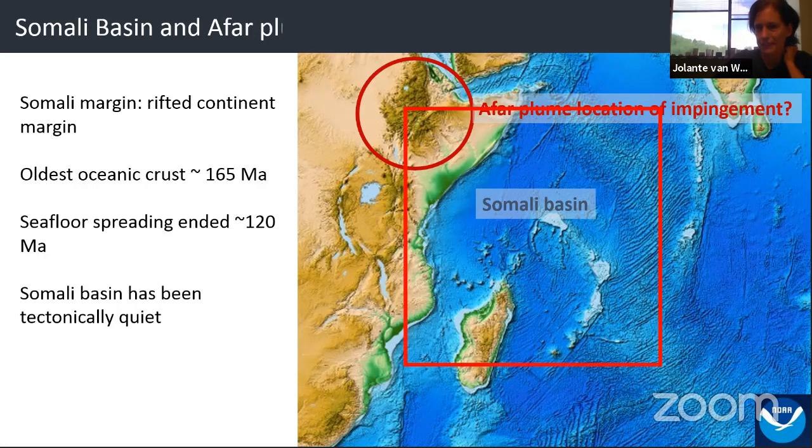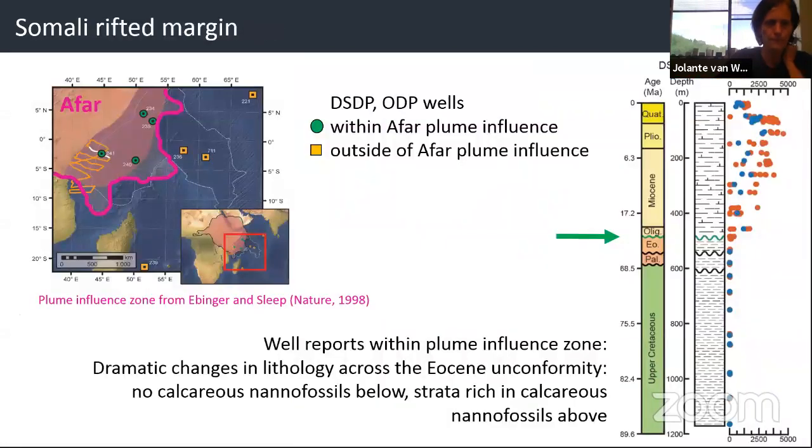This red box here indicates the map that you will see on the next slide. So this is our study area. Here towards the left, you can see the same map. And the pink line on this map outlines the Afar plume influence zone as was calculated by Ebinger and Sleep.